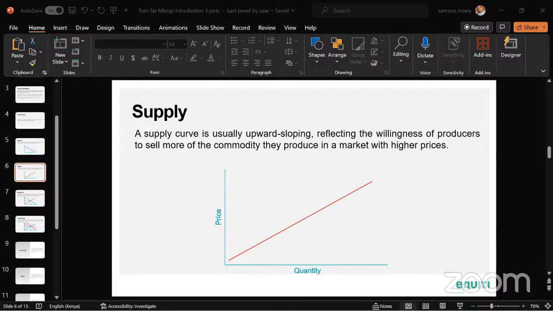For FOMC, the last meeting, we witnessed a change in sentiment. If that continues, then we might continue seeing a weaker dollar. If they say something different, then things are going to change, and we might see a retracement in DXY.